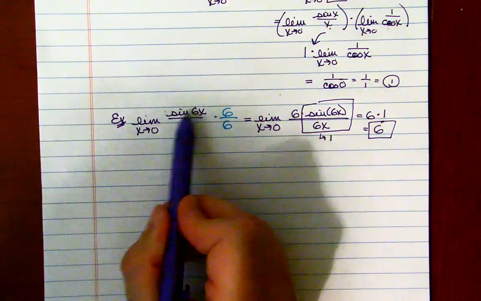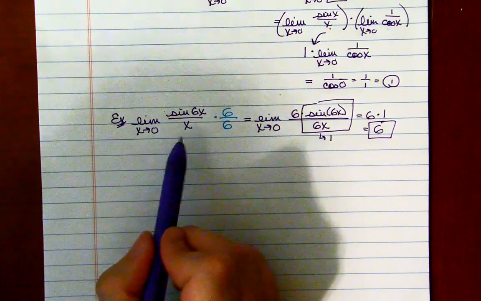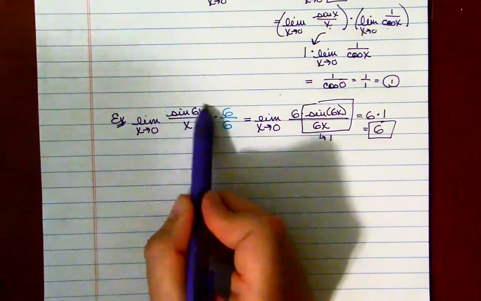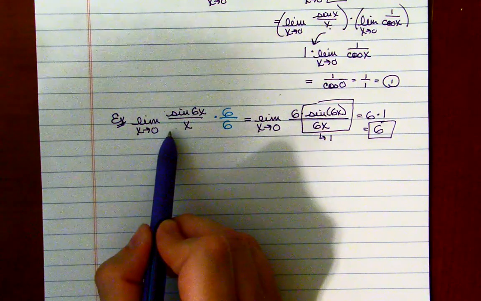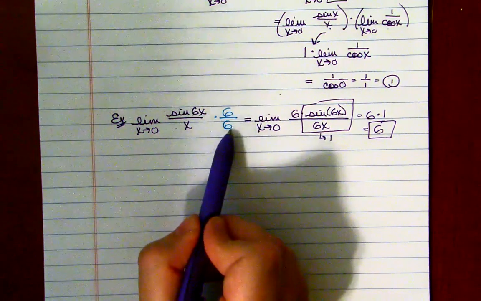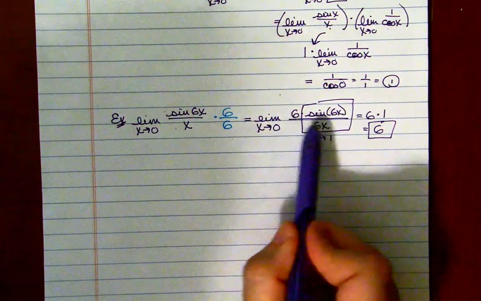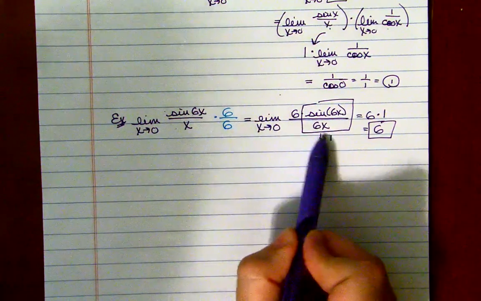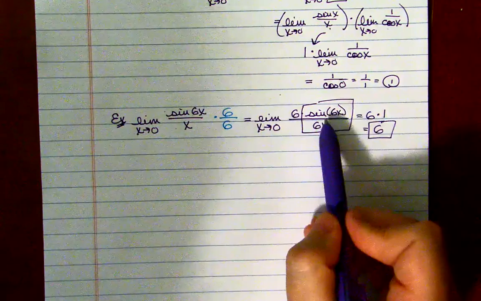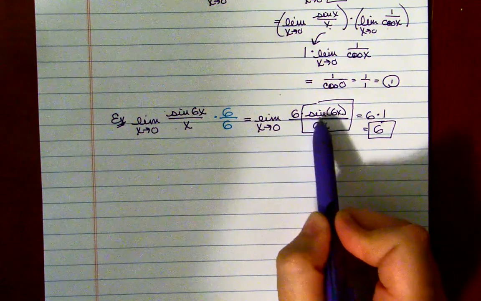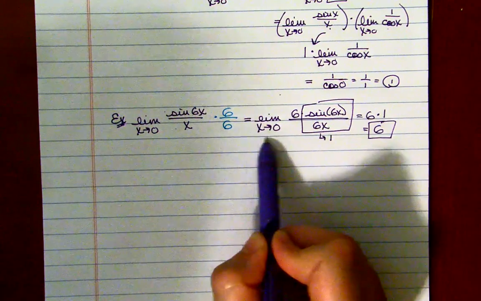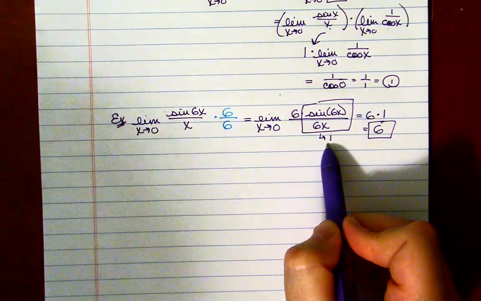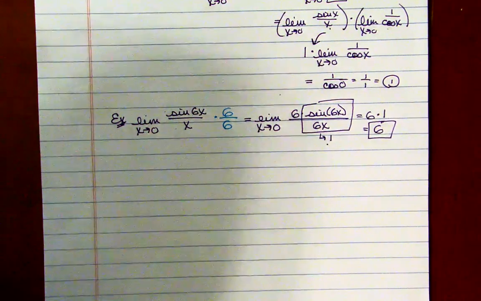You're not allowed to move the 6 up front. So instead of doing that, I want to make sure I get the same thing inside my sine on top as on the bottom. So I'm going to multiply the top and bottom by 6. Up top, I'm just going to get 6 times the sine of 6x. On the bottom, I'm going to get 6x. I'm then going to focus on that sine of 6x over 6x, sine of something over the same thing. As long as that thing inside is approaching 0, which is what I have over here, that whole piece is going to be 1. 6 times 1, 6.